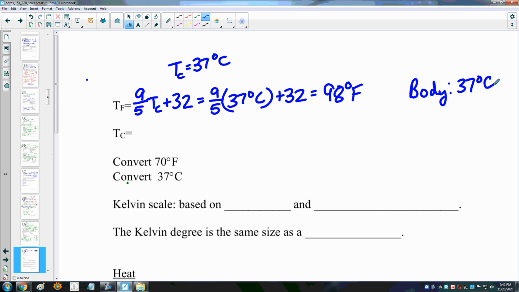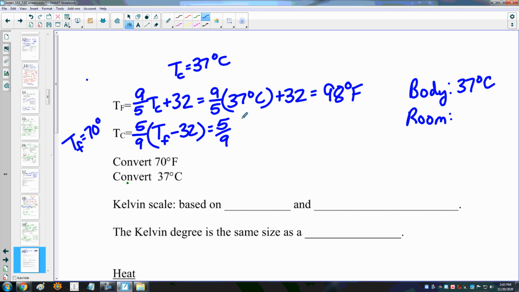And then let's say that my Fahrenheit temperature is 70 degrees, which is a typical room temperature. So that's the other temperature that I want you to know, the typical room temperature. Then the Celsius temperature is going to be 5 ninths times the Fahrenheit temperature minus 32. 5 ninths times 70 minus 32, and that's going to equal about 21 degrees Celsius. And so room temperature is about 20 degrees Celsius.